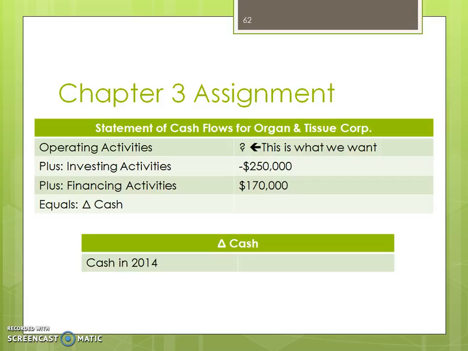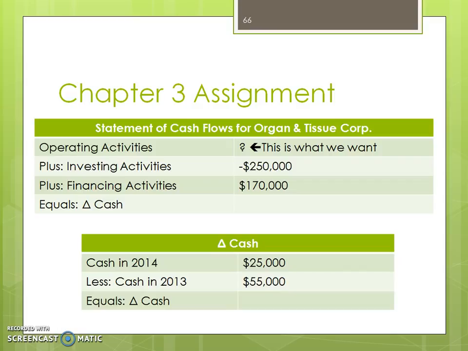All right, so we know what cash is in 2014. The problem said it was 25,000, and what we're going to do is deduct the cash that we had at 2013, and that was 55,000, and that's going to equal the change in cash. So when we do the math, we're going to get a negative amount of $30,000. All right, so we're just going to take that, transfer it up, and in this situation, we're now able to solve for what we want to.